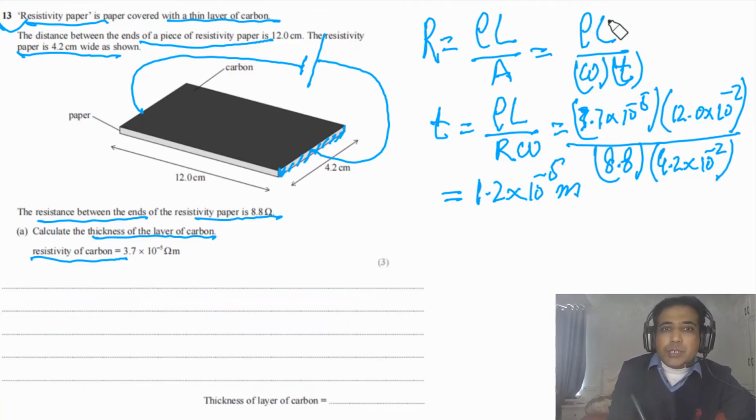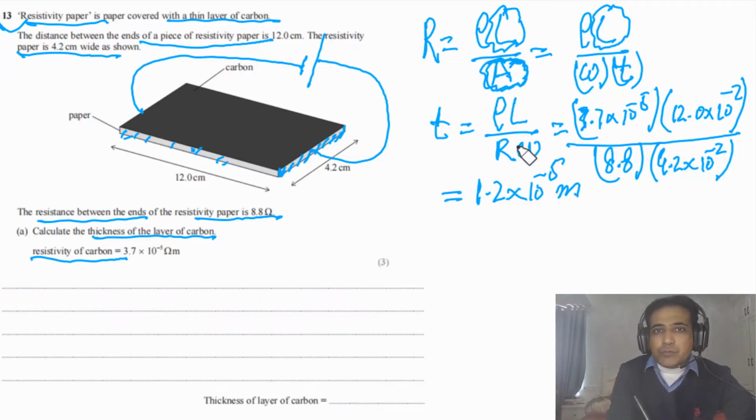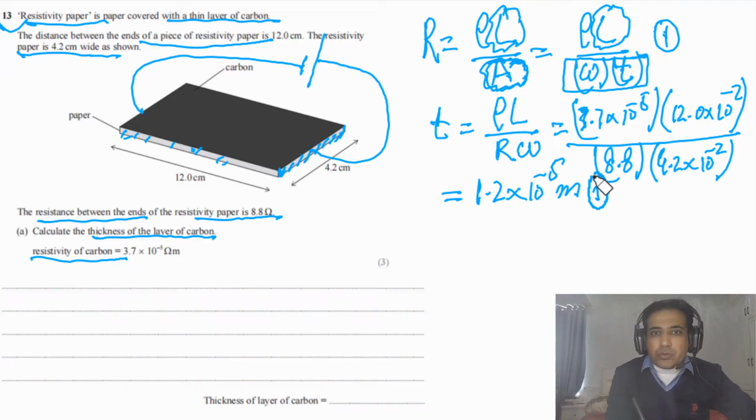There are a few points you need to understand: which L you have to take when you use the formula, and which cross-sectional area you have to consider. It is the cross-sectional area through which current is entering or leaving. Next time if they ask you to calculate resistance between these two sides, you will be taking this cross-sectional area, and this will be the L. You need to understand what L and A represent in this equation. If you have used this formula, you will get 1 mark, the second mark you will get if you have used A equal to W times T, and the third mark you will get if you have got the right answer.